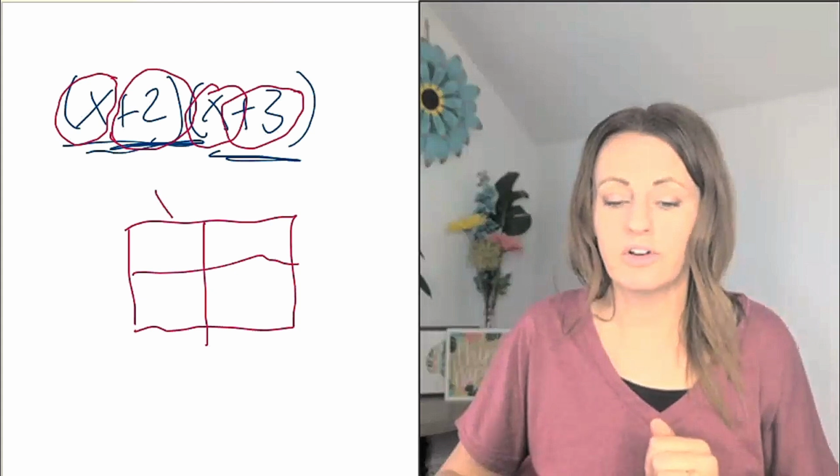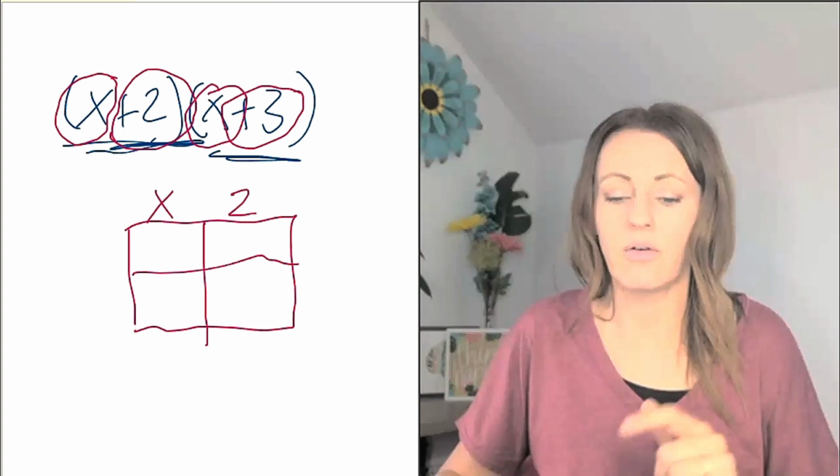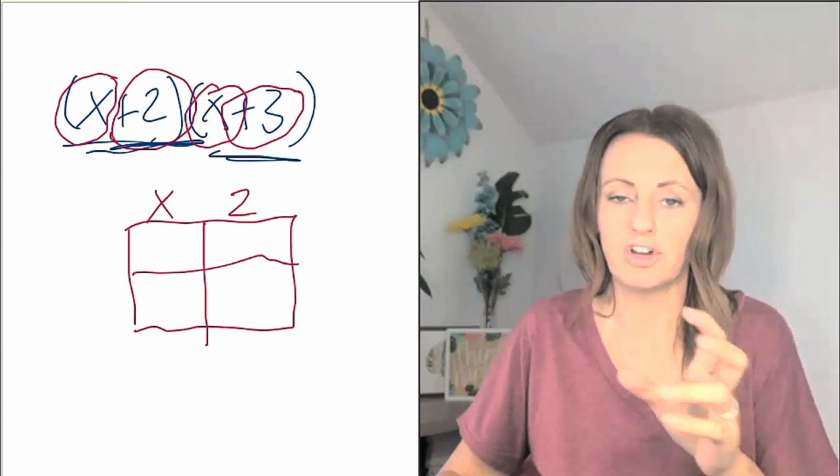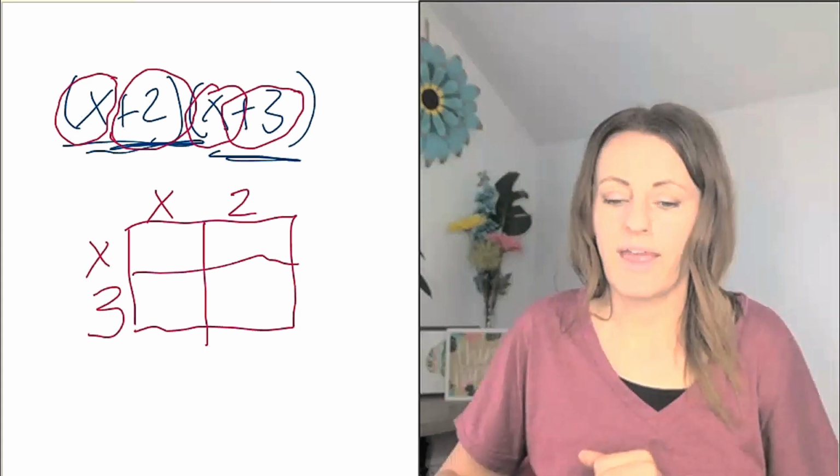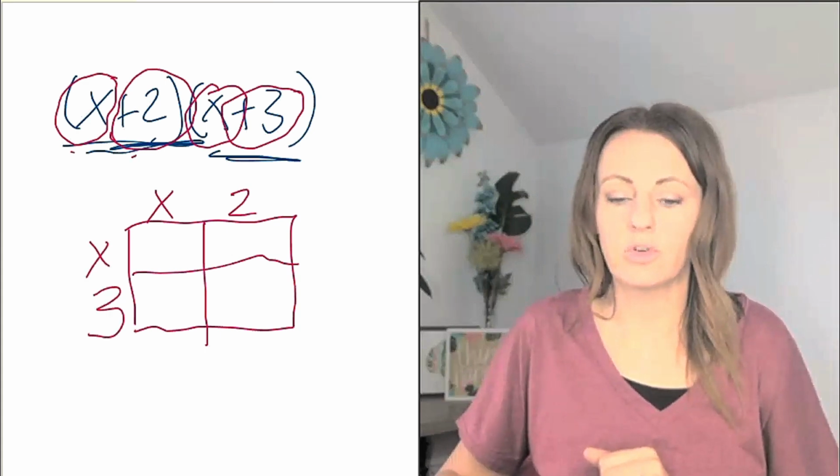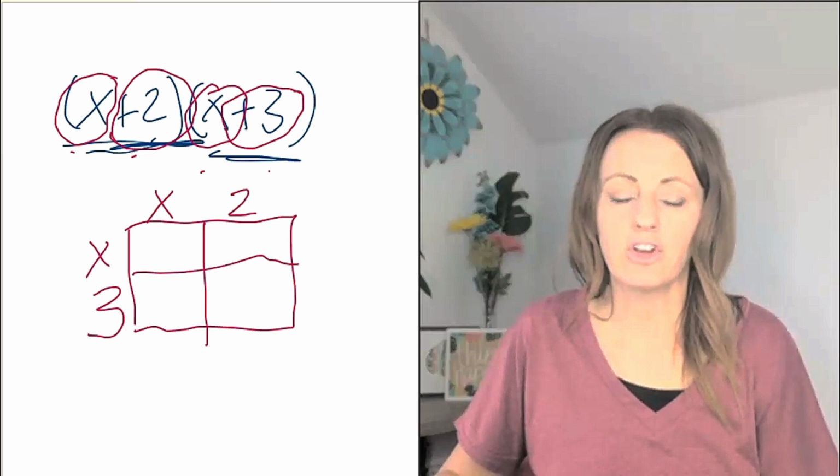So you're going to put every term of the first binomial on one side, and then every term of the second binomial on the other side. And I knew it was a 2 by 2 because there's 2 terms here and 2 terms there. And you're going to multiply.